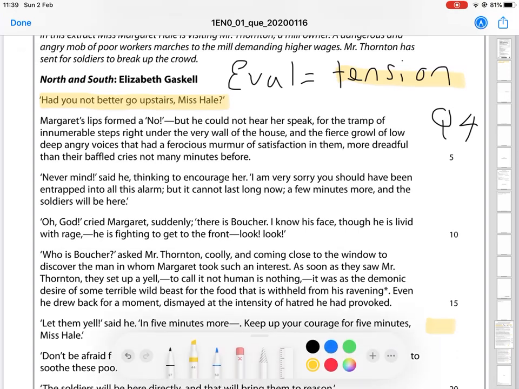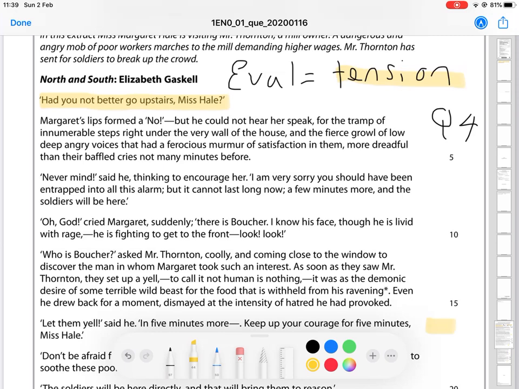Margaret's lips formed a no, but he could not hear her speak for the tramp of the innumerable steps right under the very wall of the house, and the fierce growl of low, deep, angry voices that had a ferocious murmur of satisfaction in them, more dreadful than their baffled cries not many minutes before.